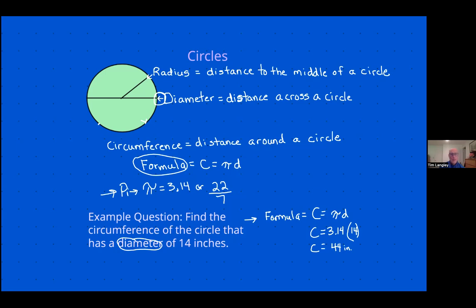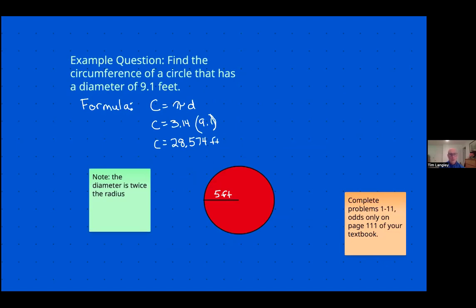And let's talk about another sample question, okay? Find the circumference of a circle that has a diameter of 9 feet. Rewrote the formula, C equals pi times diameter. Plugged in my numbers, C for circumference equals 3.14 times 9.1, okay? And this 9.1 came from the problem, the question itself. Punch that into your calculator and you'll get 28.574 feet.